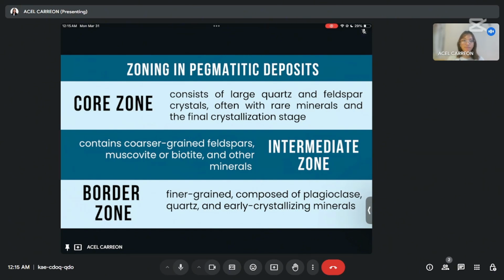In some cases, pegmatites also develop fluid-driven alteration zones where late-stage hydrothermal fluid introduces secondary minerals like lepidolite or phosphates, which enriches the deposit in rare elements. The zoning in pegmatites is influenced by magma composition, cooling rate, pressure, and fluid activity.